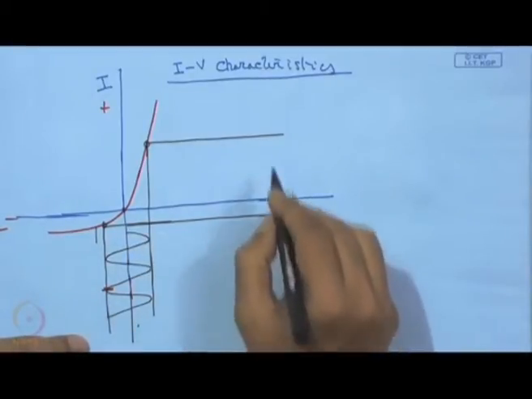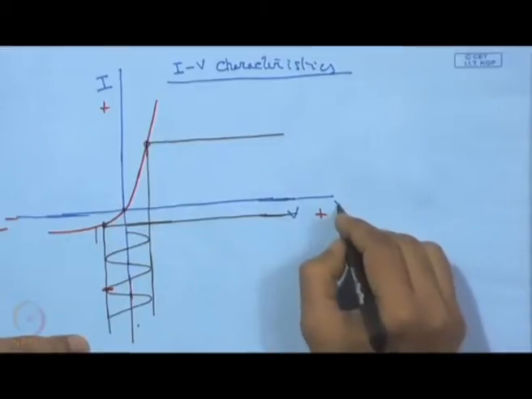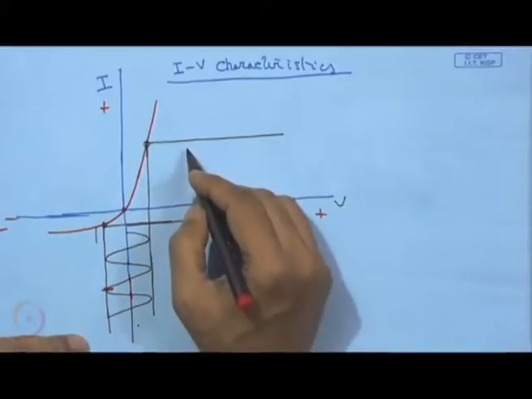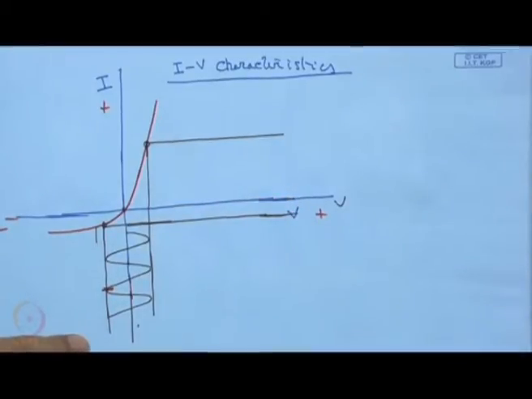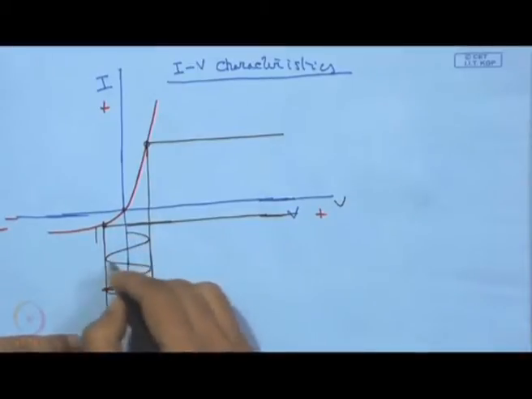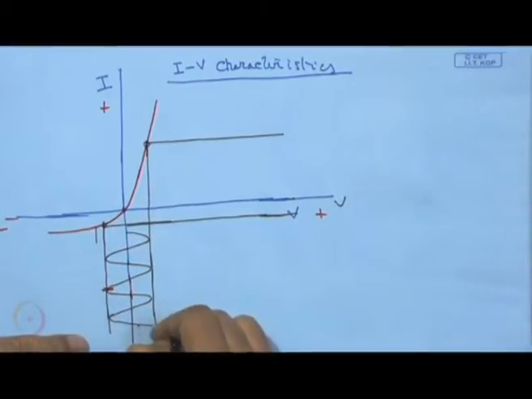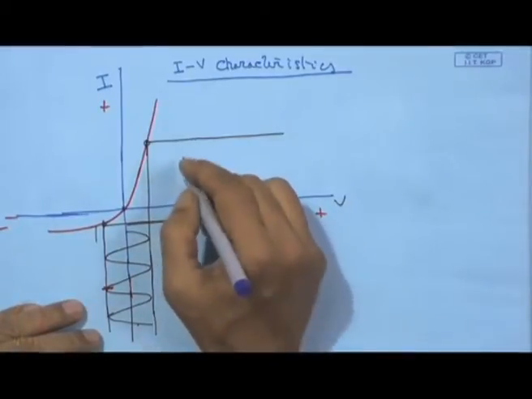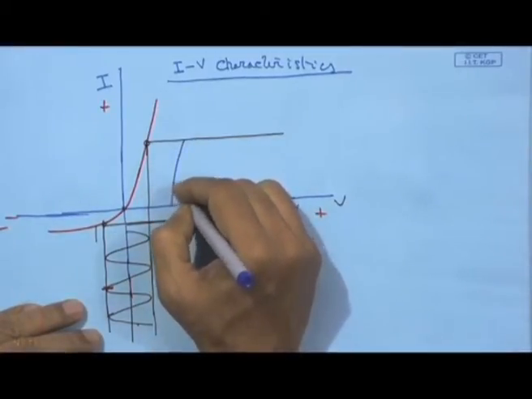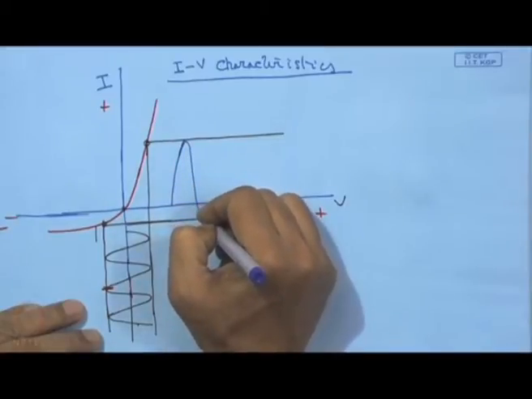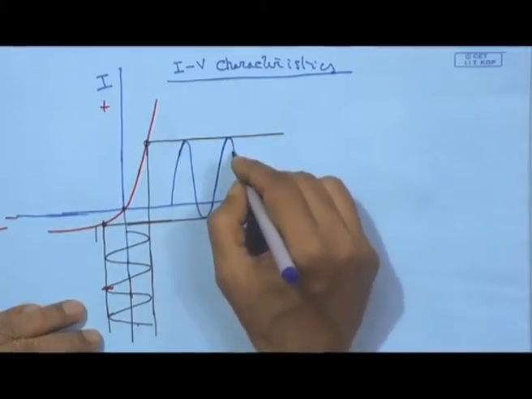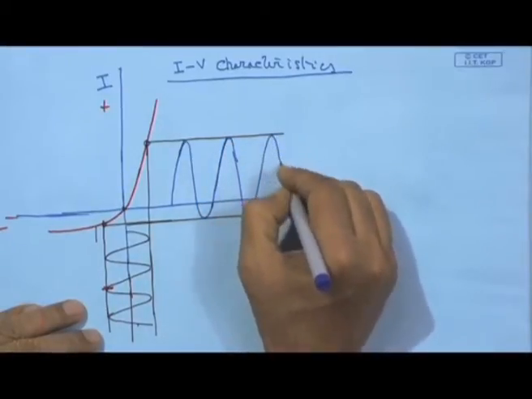What is the significance of these two borders? These two borders are nothing but the two peak values. One is the positive peak, another is the negative peak. So here we find this is the input, and we get this cathode current as the output, and it will follow this curve.